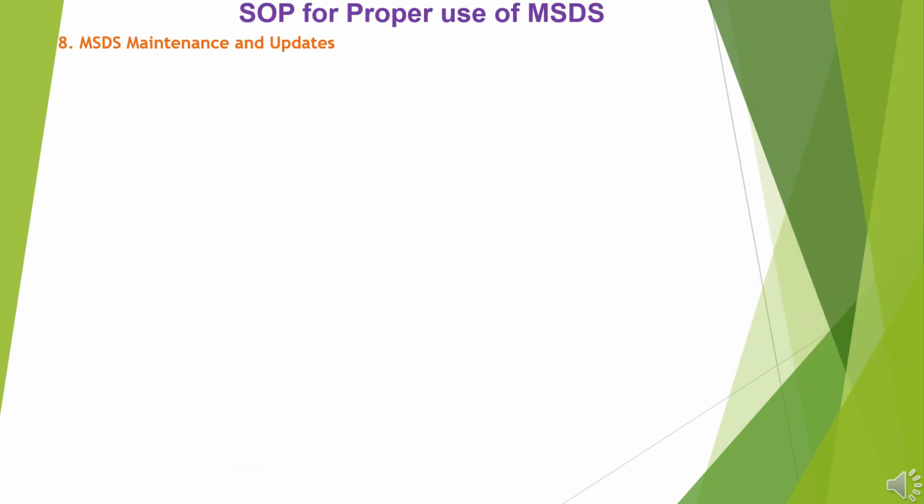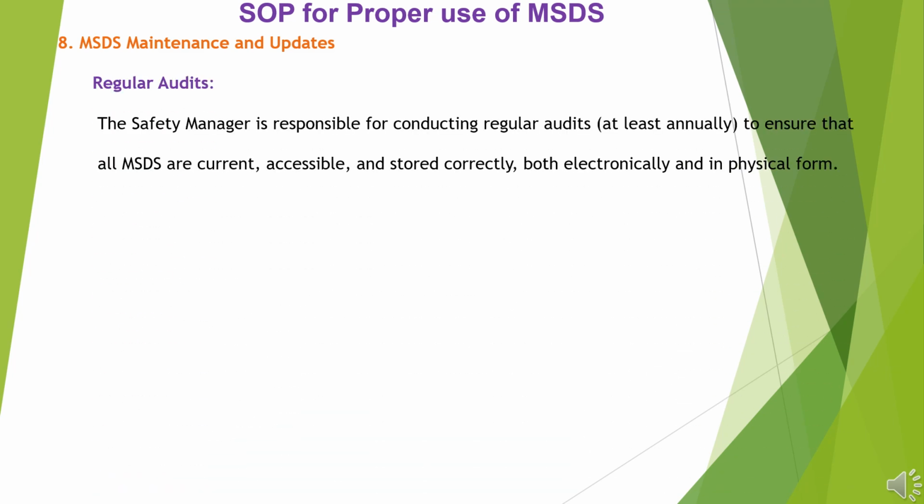8. MSDS maintenance and updates. Regular audits. The safety manager is responsible for conducting regular audits, at least annually, to ensure that all MSDS are current, accessible, and stored correctly, both electronically and in physical form.